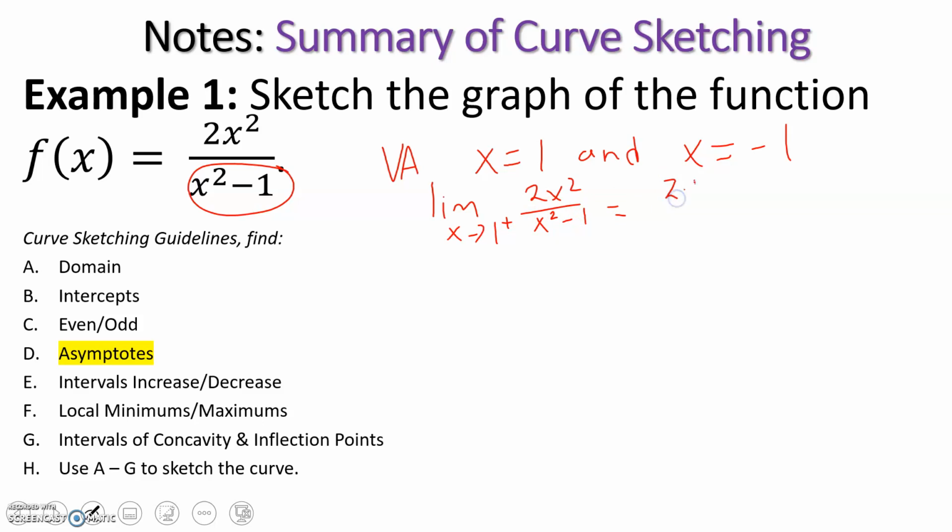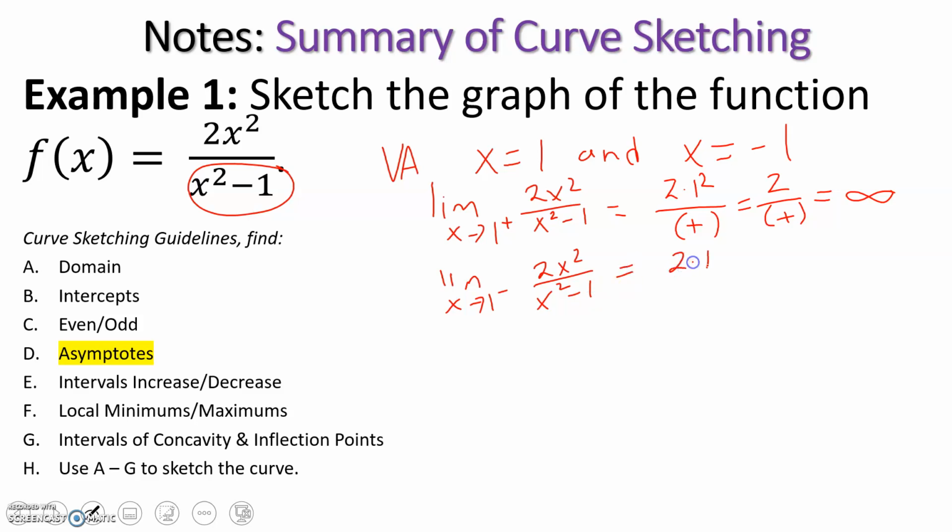And so that's 2 times 1 squared. And then the denominator, when I plug in a number from the right of 1, squared minus 1, this is going to be a really small positive. So I have 2 divided by a really small positive, that's going to go to infinity. Whereas if I look at the limit as x approaches 1 from the left of 2x squared over x squared minus 1, it's actually going to be the exact same thing.